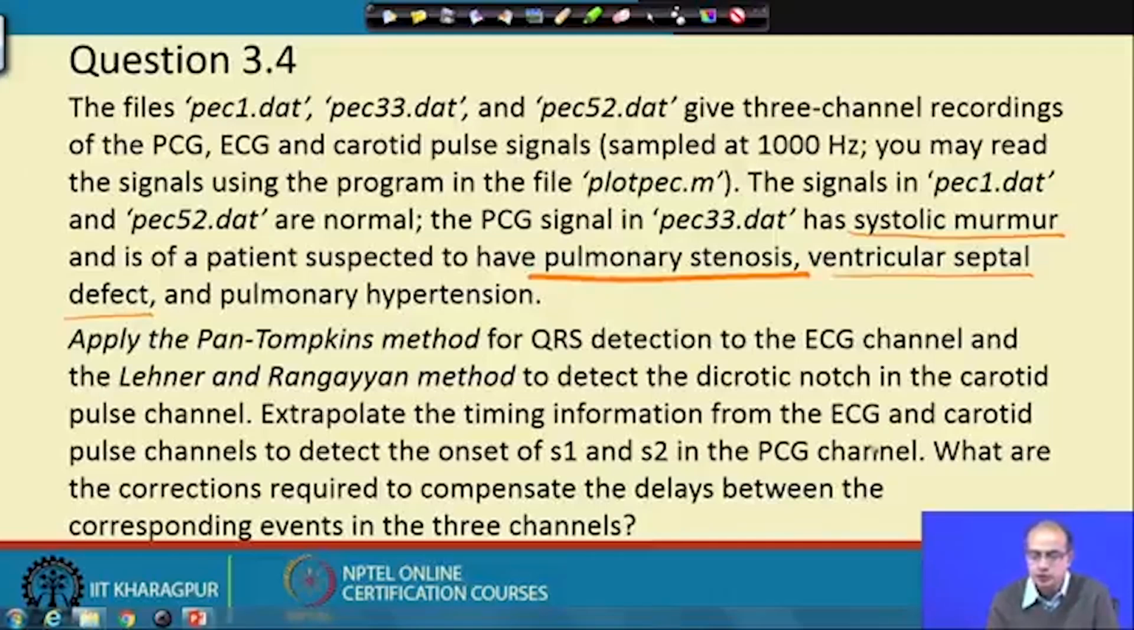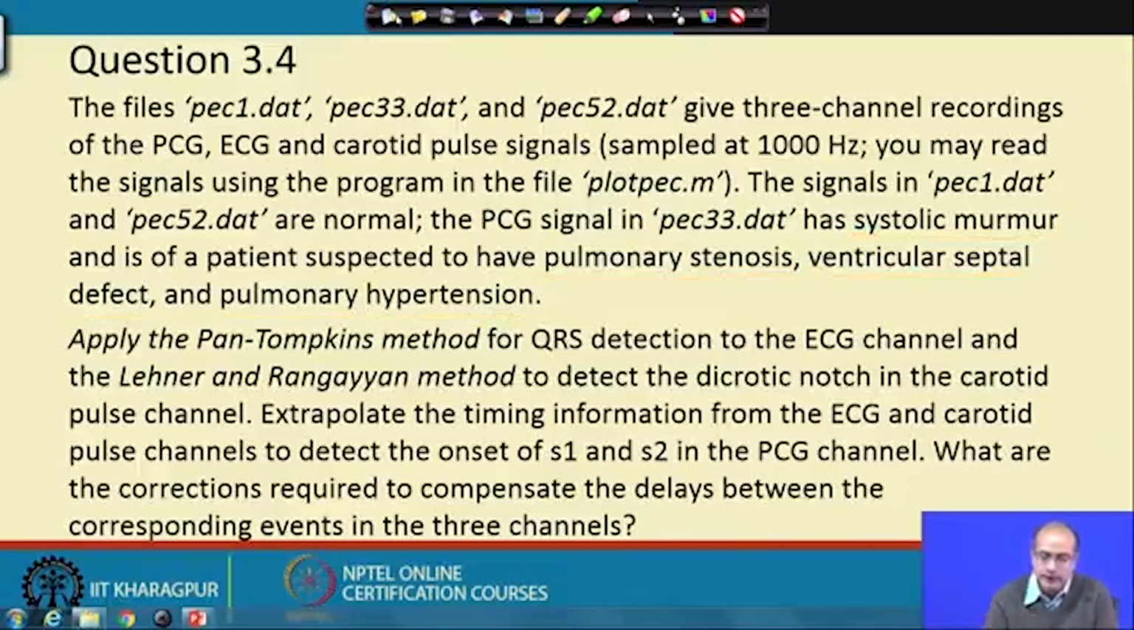So, that is also causing turbulence, and pulmonary hypertension may be there. That means the pressure is higher than normal. So, all these things can cause more turbulence, giving rise to that murmur which is recorded in the PCG 33.dat.